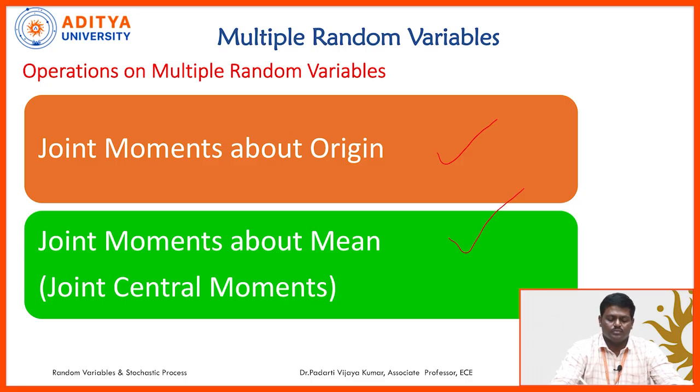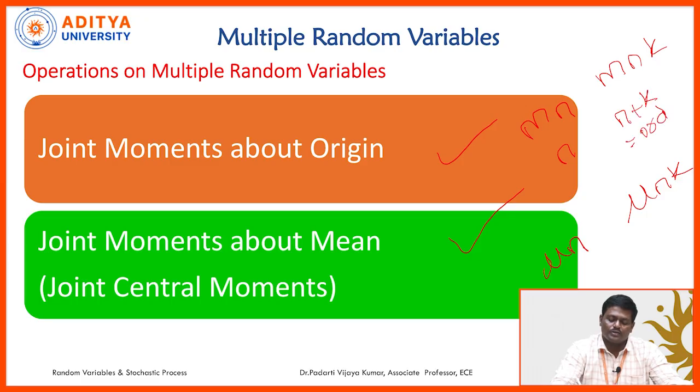the mean. Moments about the origin we have studied, we denote with m n, and moments about the mean we denote with mu n. Here we study for two-dimensional, it will be extended as m n k, and here it will be mu n k. Earlier the order is n, here the order will be n plus k. That's the only difference between the single dimensional random variable and two-dimensional random variable. Everything is extended for two dimensions. Here the order is expressed in n, here it is n plus k.